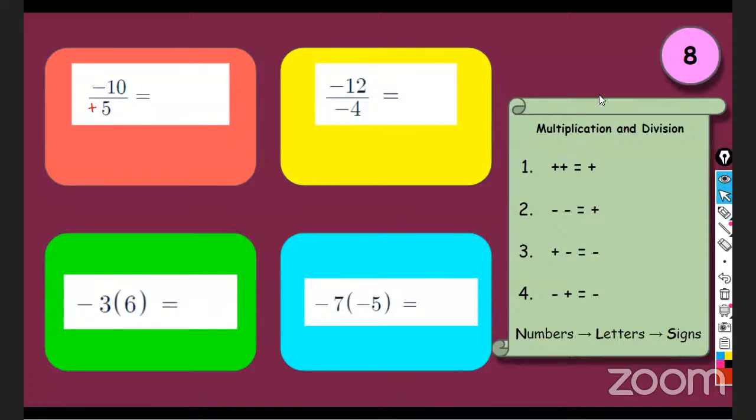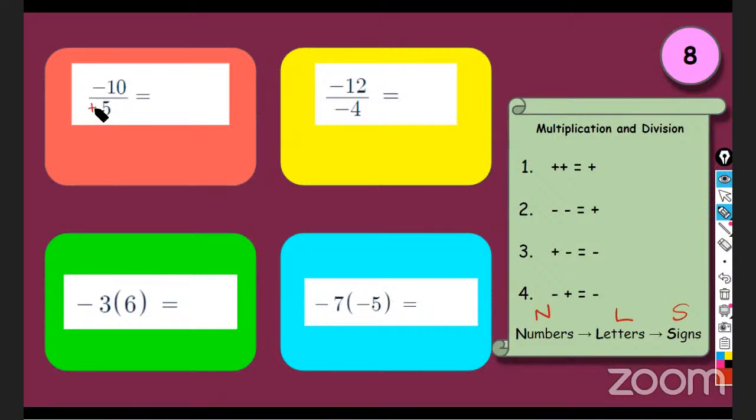When you are doing multiplication and division, try your best to do it like this. I just call it NLS: Numbers, letters, and signs. Don't try to do all three things at the same time, right? You do the numbers first, then you do the letters, if it has any letters. If it doesn't have any letters, then you skip the letters. And the last thing on the list that you do is signs.